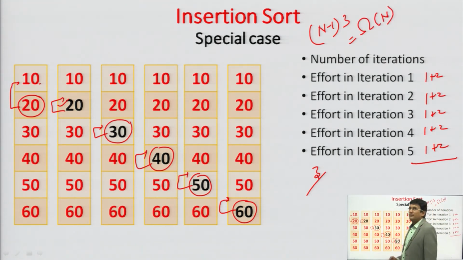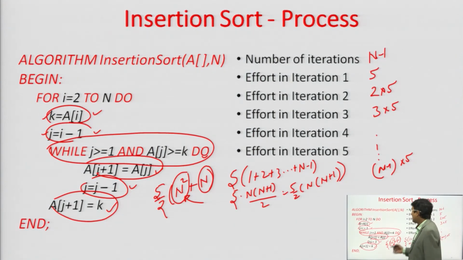So omega n is the best case time complexity, whereas this complexity in which we had to perform all the iterations, and in all the iterations we have gone up to the first position for insertion of the item, will be the worst case, and the worst case time complexity can be written as order of n square.